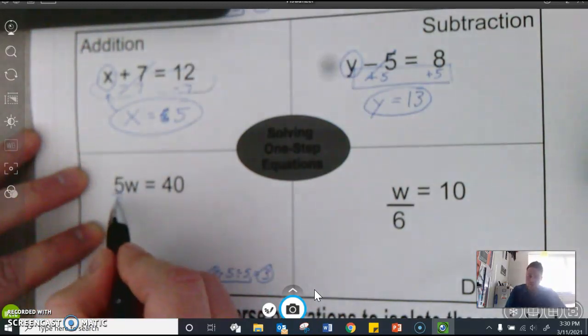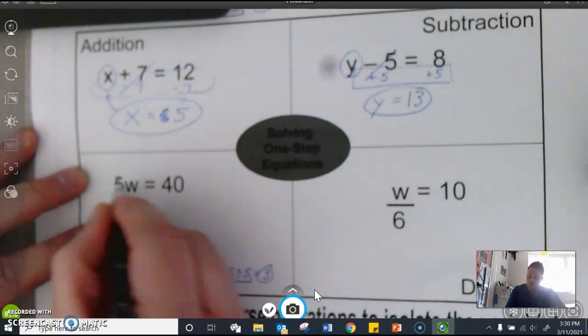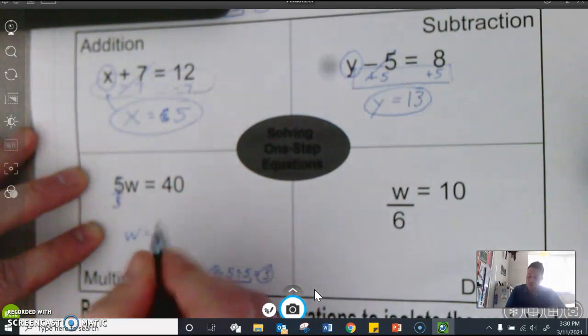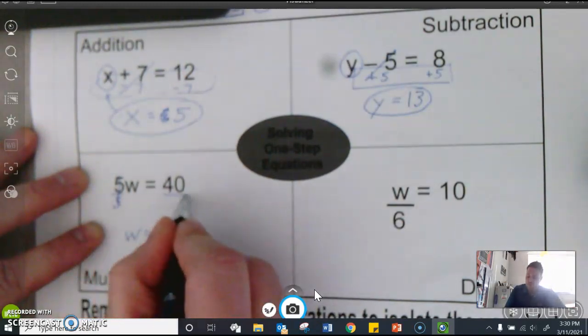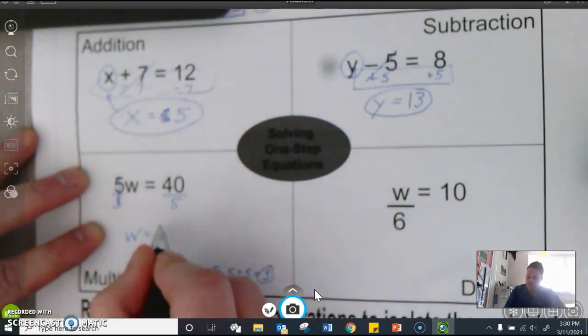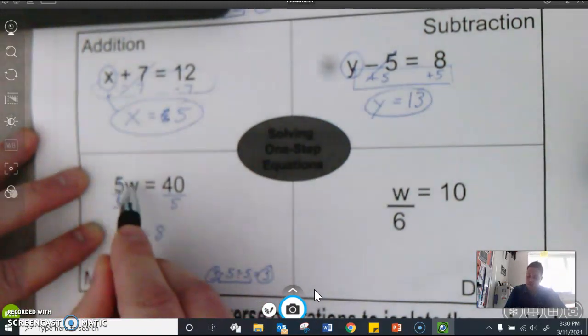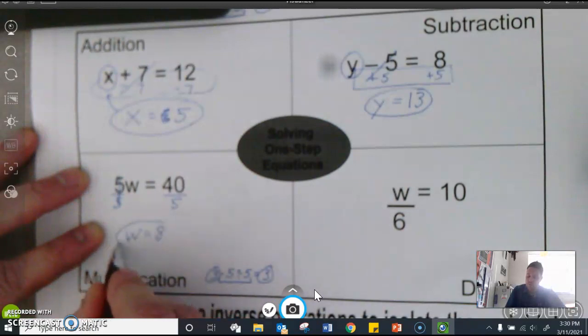And remember, 5 divided by 5 is 1, which 1w is just w, so those really just cancel out. Over here, if we did it to the left, we're going to do it to the right. 40 divided by 5 is 8. If we substitute in, 5 times 8 is 40, so we're good.